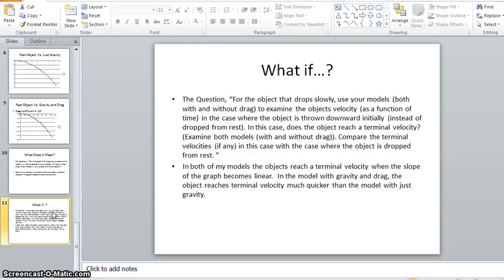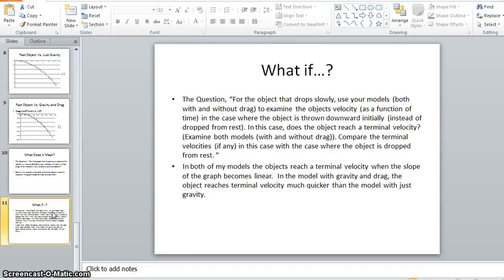Then what if? For the object that drops slowly, use your models both with and without drag to examine the object's velocity as a function of time in the case where the object is thrown downward initially instead of dropped from rest. In this case, does the object reach a terminal velocity? Examine both models with and without drag. Compare the terminal velocities, if any, in this case with the case where the object is dropped from rest.